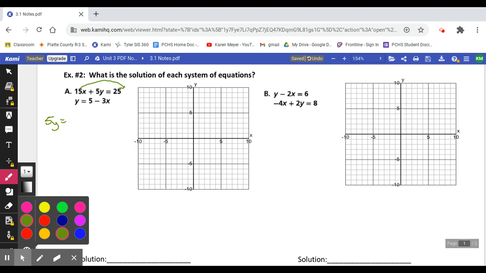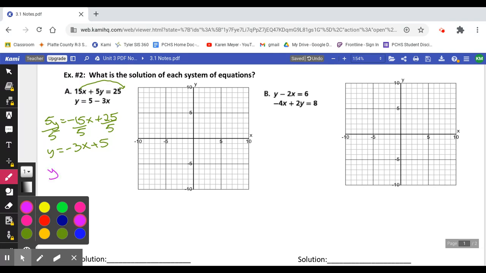When I move a positive 15x over, it becomes a negative 15x. Then you're not allowed to have a number in front of y. So in order to get rid of the 5, you have to divide it away. Remember to divide all terms. So y equals negative 15 over 5, which reduces down to negative 3x, and 25 over 5 reduces down to positive 5.